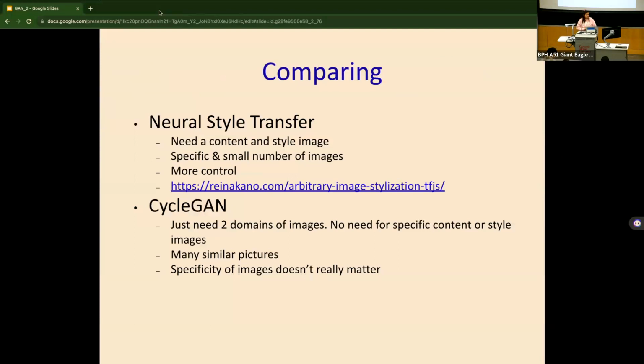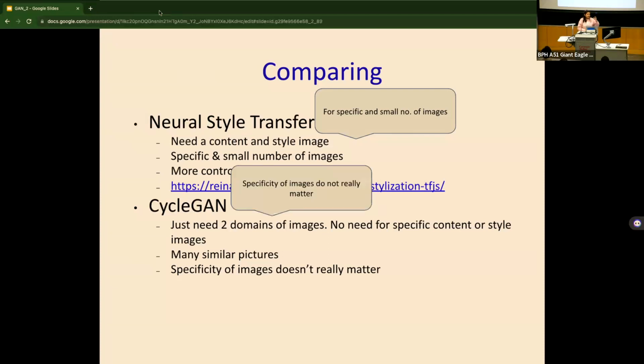So when we try to compare them, these are the differences. And just coming to a point where you would want to choose either of them: you would use neural style transfer when you have specific images and you want more control over the image that is generated, and you have a small number of images in general. As opposed to that, you would use a CycleGAN when the specificity of the image does not really matter as much.